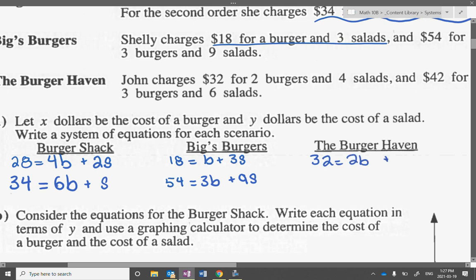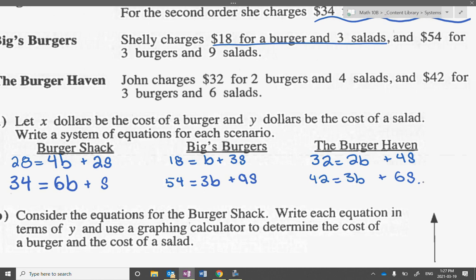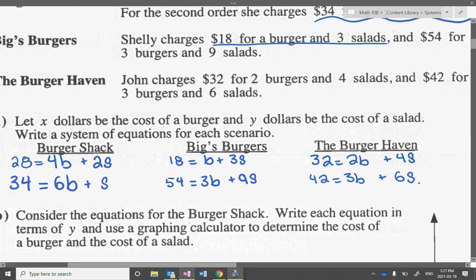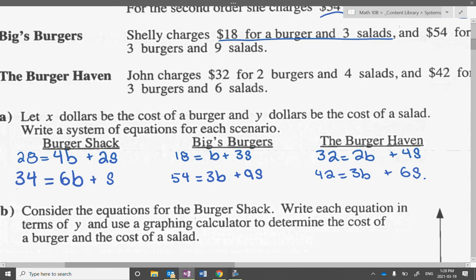Good. Okay, and our very last one, $42 for 3 burgers and 6 salads. Charlotte. Good. So this would represent 3 systems of equations. There's 3 different kinds of restaurants here, or 3 scenarios. Yes, they're related, but 3 different examples.